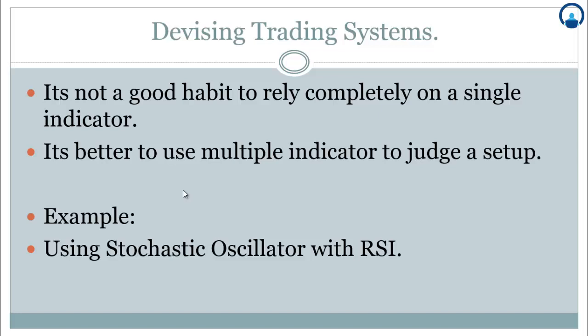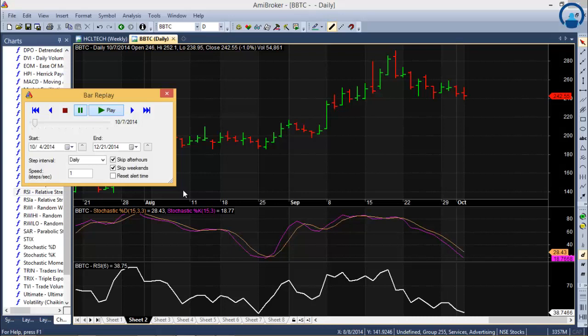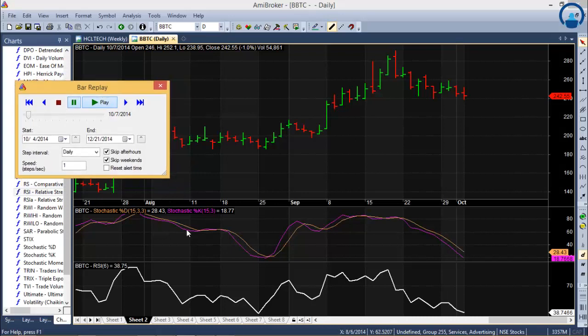It is not a good habit to rely completely on a single indicator for your trading decisions. It's better to use multiple indicators to judge a setup. For example, we could use the stochastic oscillator with RSI. Following is a BBTC chart with the stochastic oscillator plotted in a separate panel and RSI plotted in another separate panel.